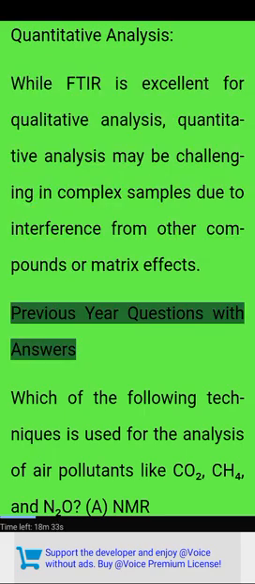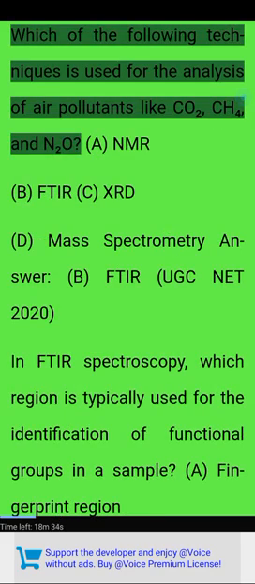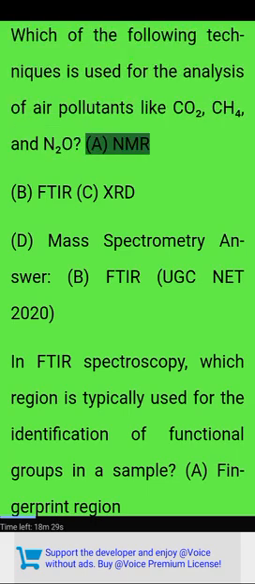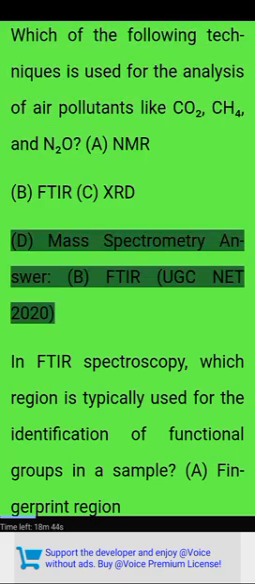Previous year questions with answers. Which of the following techniques is used for the analysis of air pollutants like CO₂, CH₄, and N₂O? A. NMR. B. FTIR. C. XRD. D. Mass spectrometry. Answer: B. FTIR, UGC NET 2020.